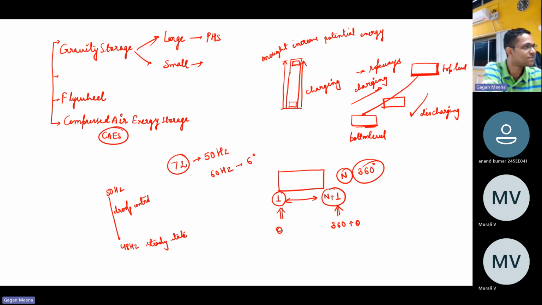Transformer impedance is 8%. Because in question number 4, with the same data, they have asked for the power loss. Power loss is only possible if there is a line resistance.